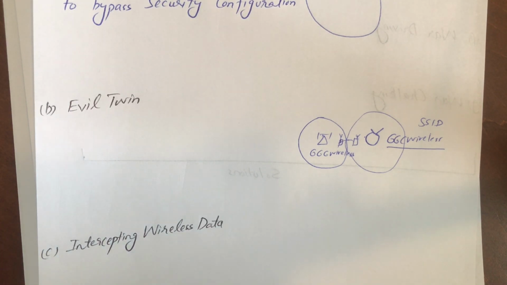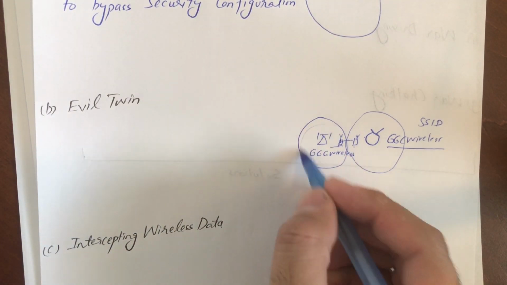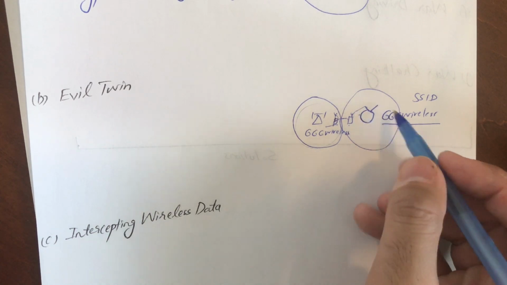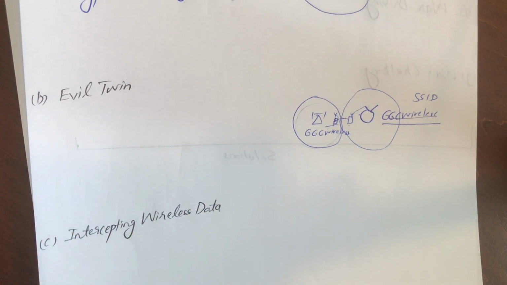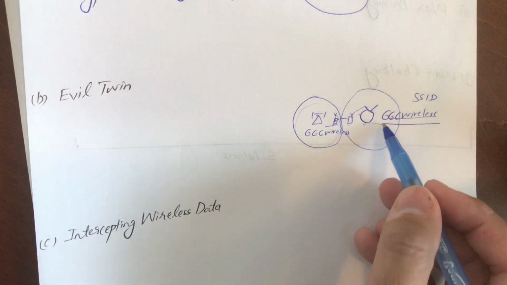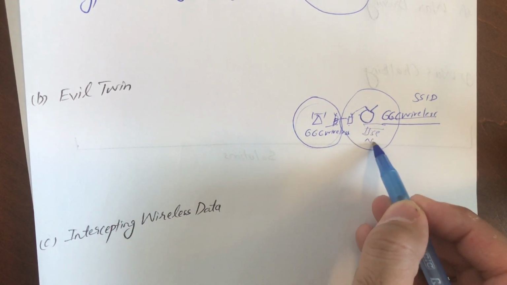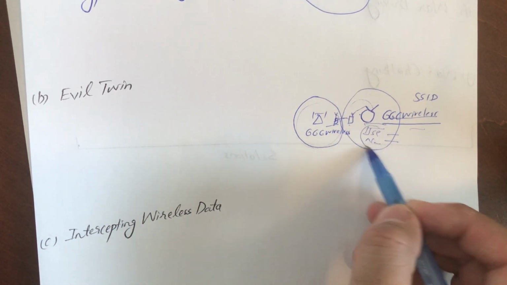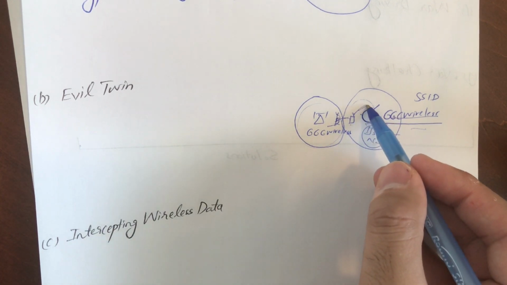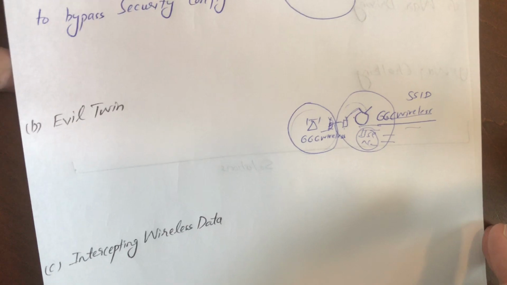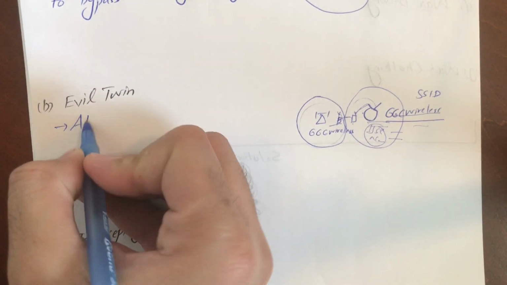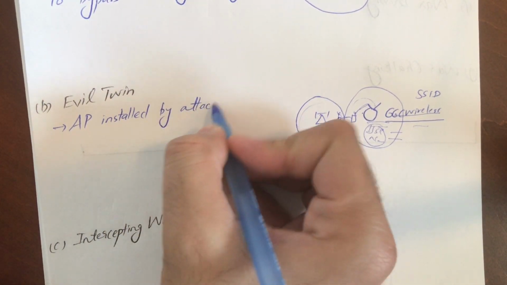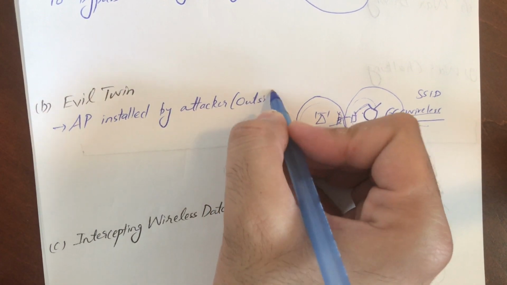So if you step out from your network and step into the attacker's range, of course you will be disconnected from GGC wireless. If you scan, you will see the GGC wireless, of course the fake GGC wireless. If you try to connect, they might not ask for your username and password, or they might ask for it. Once you enter your username and password, they will record it and give you access. Now they have your username and password, plus whatever traffic you transmit, they can intercept that. This is called evil twin. An access point installed by an attacker outside the local area network.